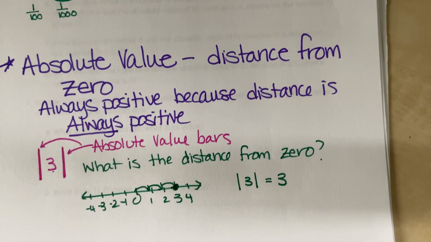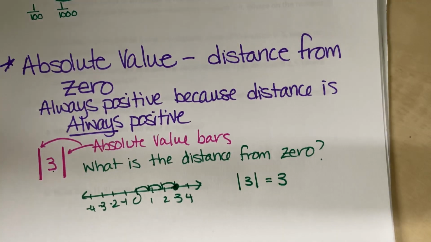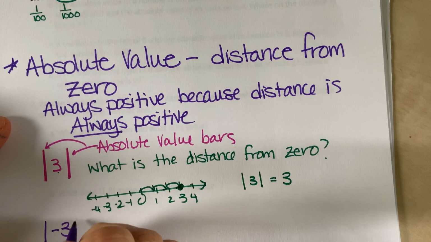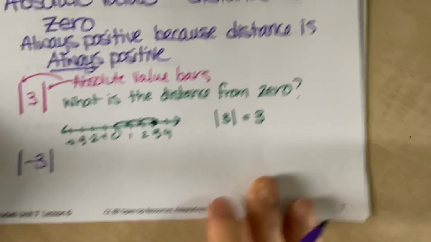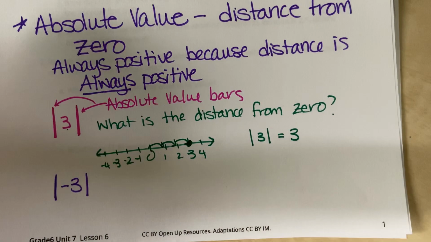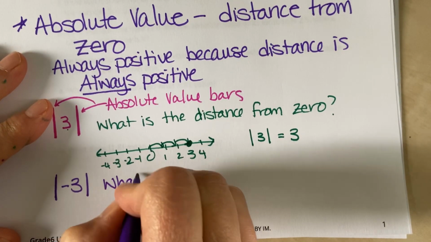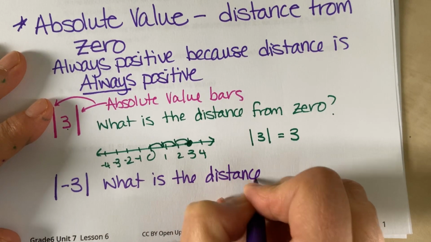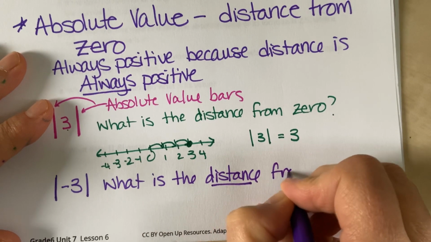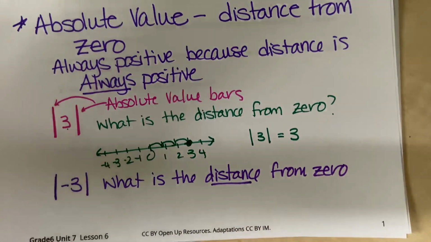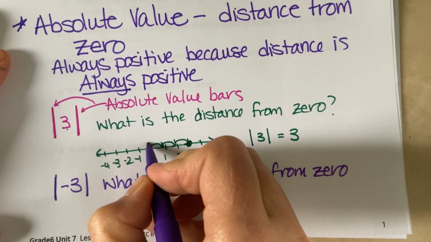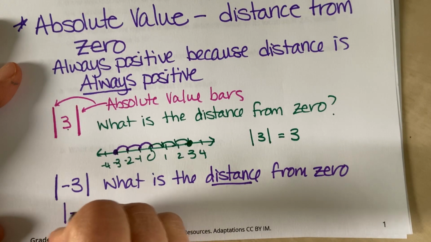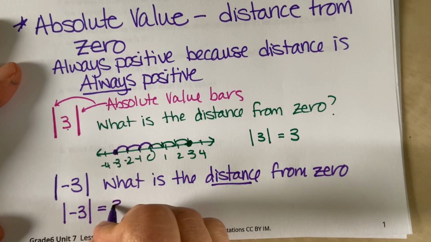Okay? Now, on the other hand, if I have the absolute value of negative 3. Okay, get my absolute value bars. This means what is the distance from 0? Distance is my keyword, from 0. How many jumps would I have to make? If I started at 0, I would make 1 jump, 2 jumps, 3 jumps to get here. So the absolute value of negative 3 is also 3, okay?